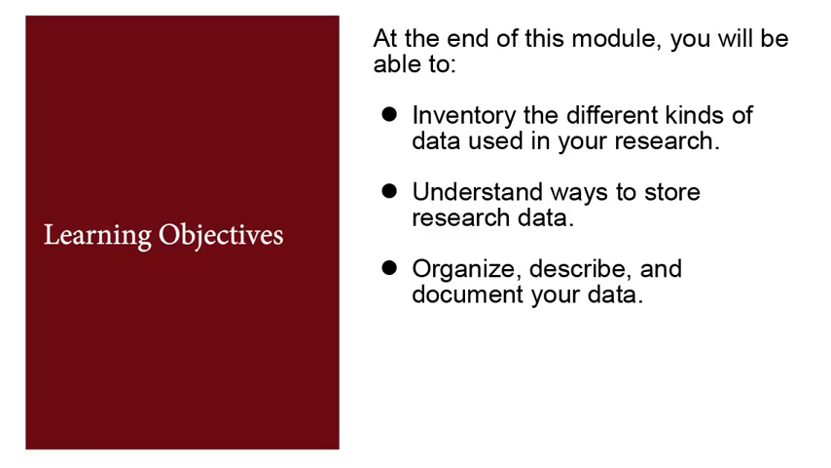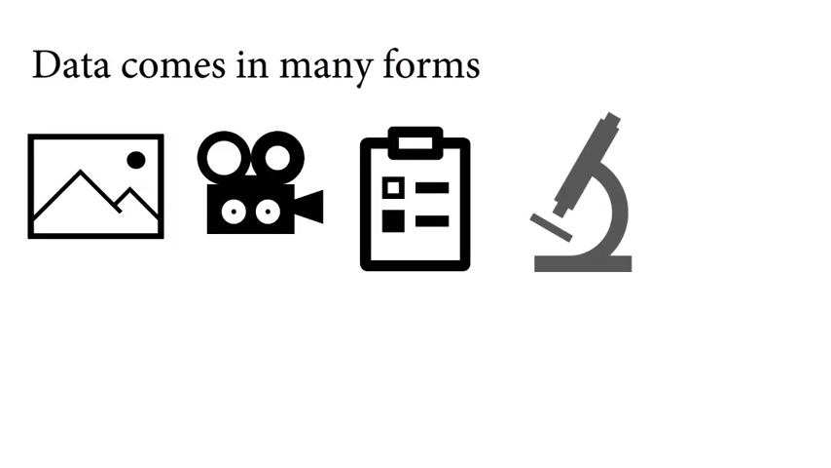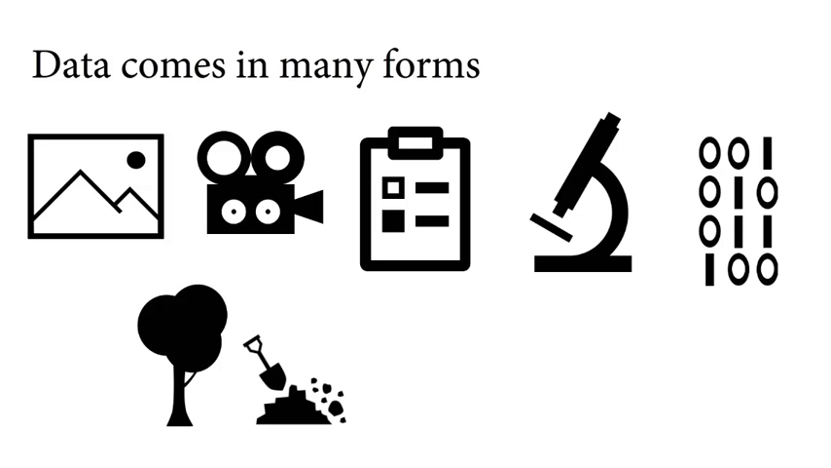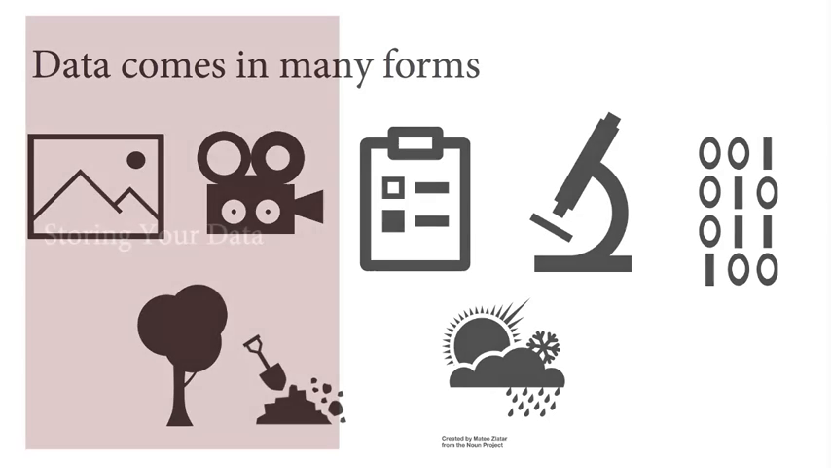After completing this module, you will be able to inventory the different kinds of data used in your research, understand ways to store research data, organize, describe, and document your data. Data can come in many forms, such as images, video, survey results, instrument readings, computer models and simulations, code, samples such as plant or soil, and more. It is also important to consider the supplementary or contextual data, such as weather variations, that may be necessary to understand your primary data sources.